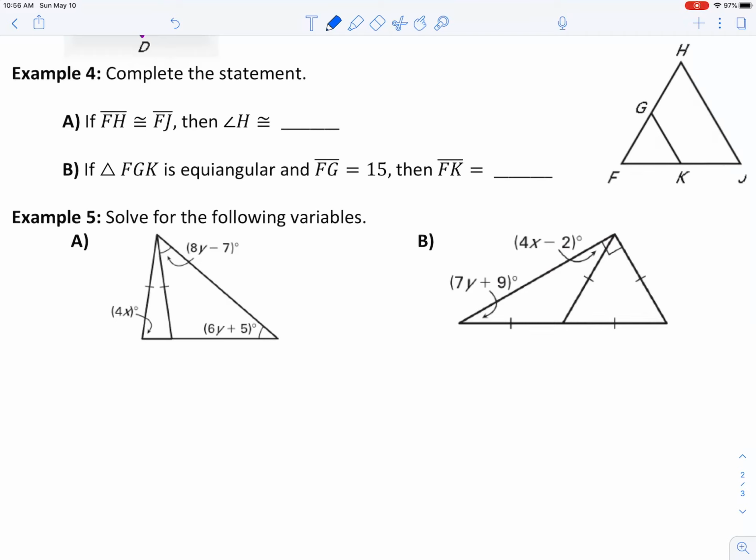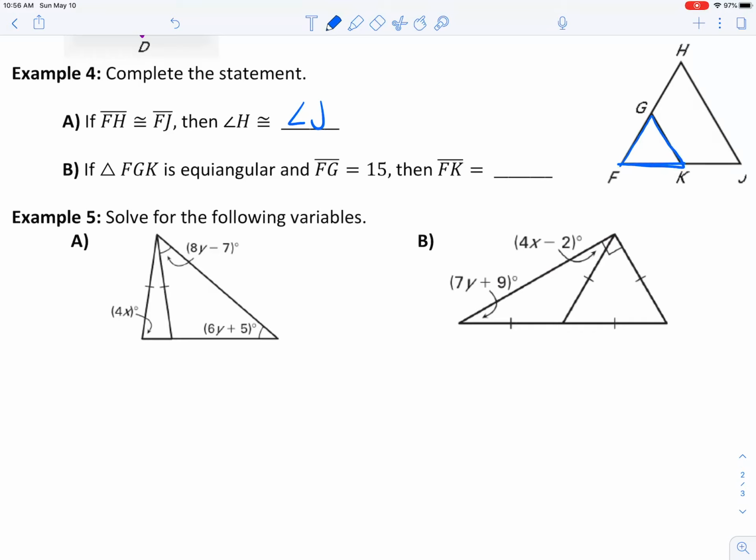Okay, let's look at example 4. It says complete the statement. So if FH, so FH is right here, if this side is congruent to FJ, this side, then that means that angle H is congruent to angle J, the other base angle. Okay, I'm going to erase this because the next one might be different. Might be talking about a different triangle.